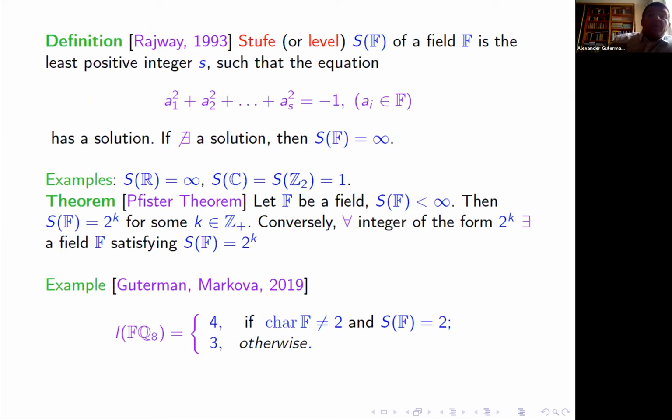If we consider another group of 8 elements and its group algebra, namely the group algebra of quaternions, again the length depends on the field. Namely, we have such an interesting invariant as level. The level of a field is the least positive integer such that the following equation is true. It is Pfister's theorem saying that such a number is always a power of 2 and each power is realizable.